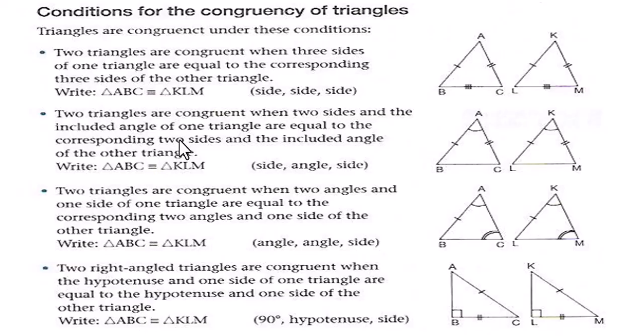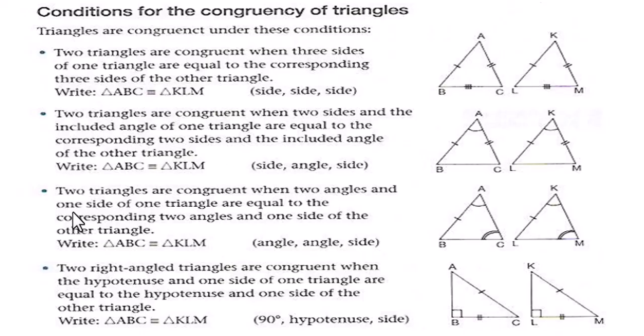equal to the corresponding two sides and the included angle of the other triangle. So we write angle ABC is equal to angle KLM. So we have a side and an angle which is equal to this angle, and this side and this side are equal. So this condition is satisfied and can be applied.